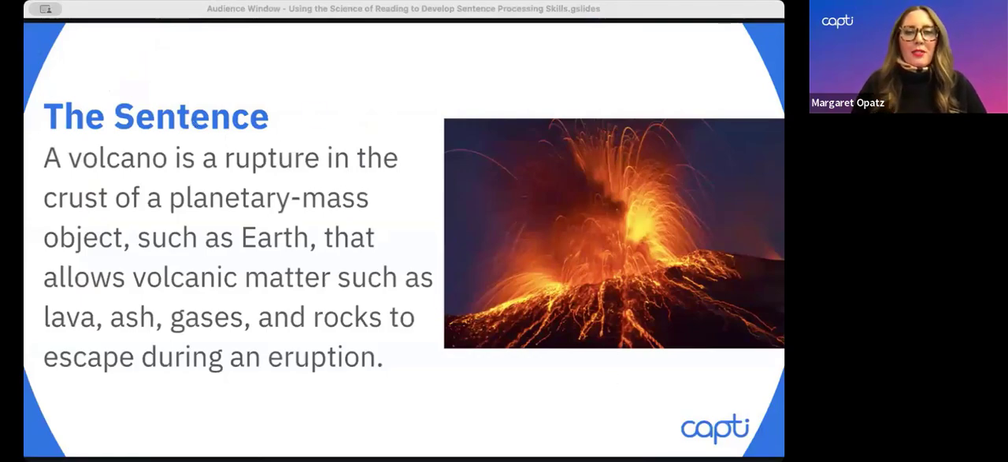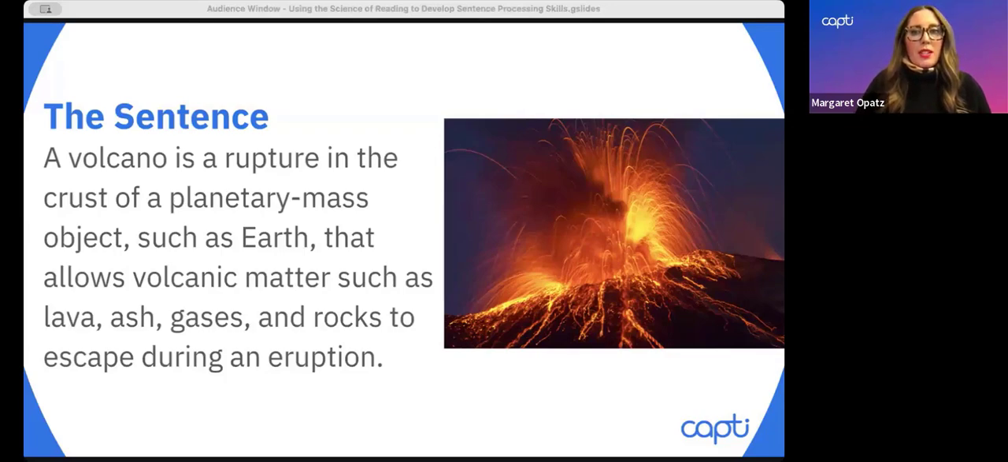I hope that you had enough time to read that. So this sentence came from, I cannot recall if it was a fifth or a sixth grade science textbook. So when we're thinking about this sentence, this is going to be very challenging for students to comprehend. And this is just one sentence.